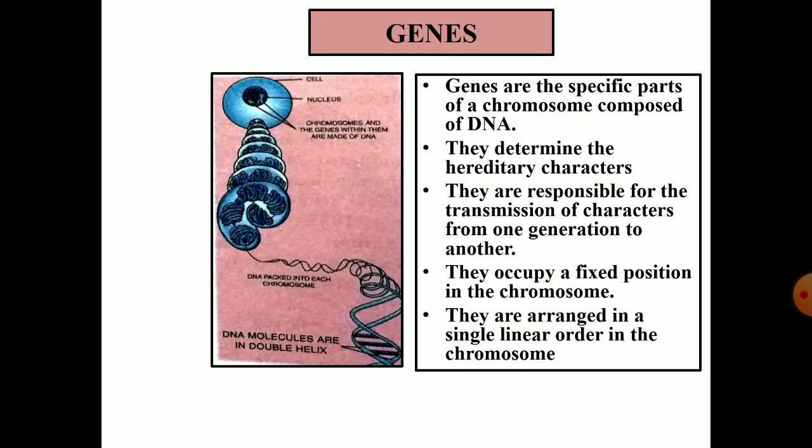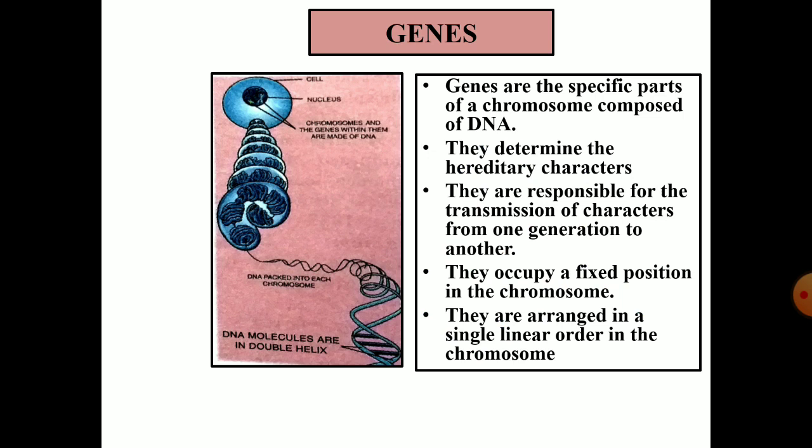Now let us come to what genes are. Genes are the hereditary units which carry a particular trait from one generation to another. Genes are specific parts of the chromosome, and they are composed of DNA. They determine the hereditary characters. They are responsible for transmission of characters from one generation to another. They always occupy a fixed position on the chromosome.